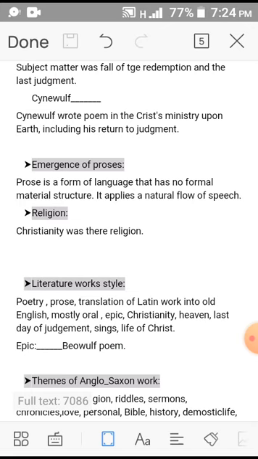Hence, as I told you before, Christianity was the religion. So they used to focus on religious themes. Their themes were based on religious subject matter, and the subject matter of their poetry was also religious.